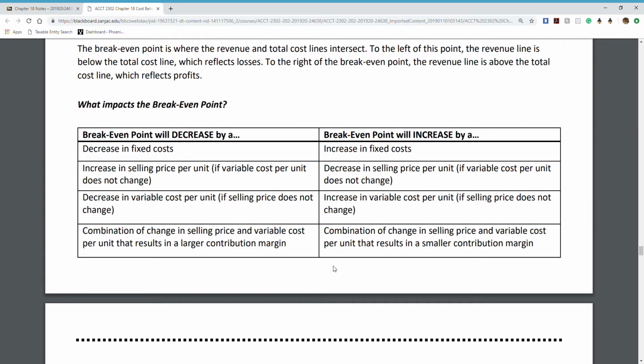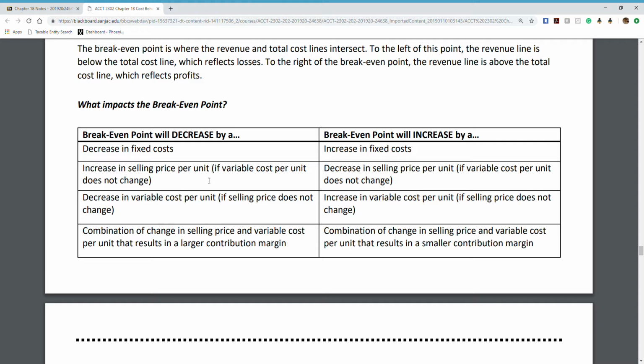Okay. Ways to impact this. Break even can be impacted if, by some chance, we're able to decrease fixed costs. Same thing, break even will increase if there's an increase in fixed costs. It will actually lower if there's an increase in sales price per unit, if variable cost per unit does not change.